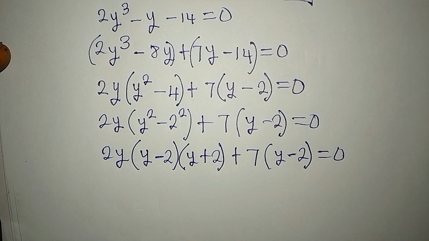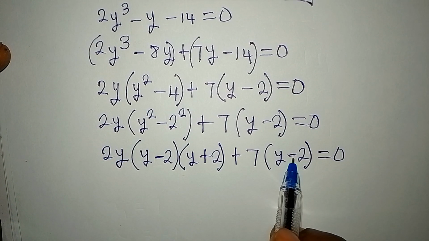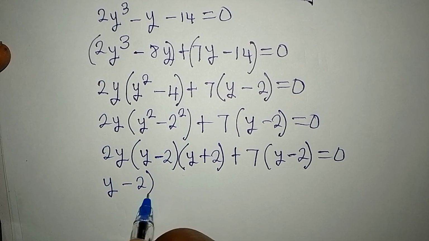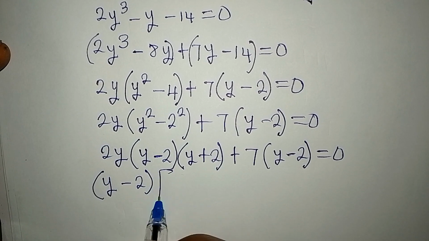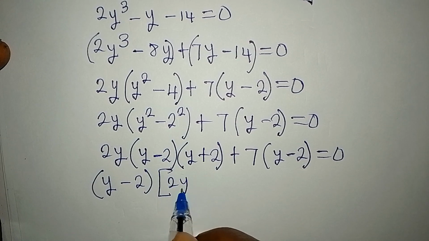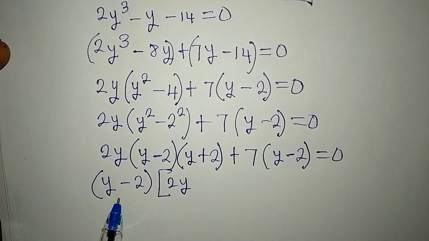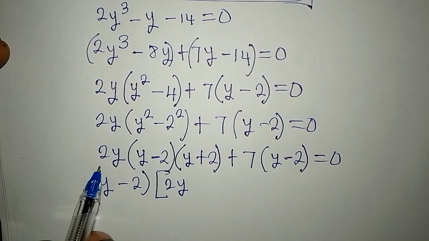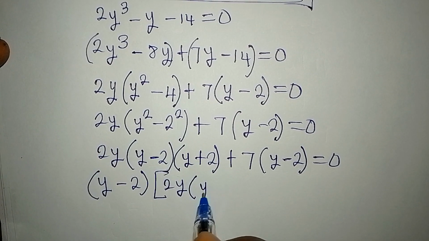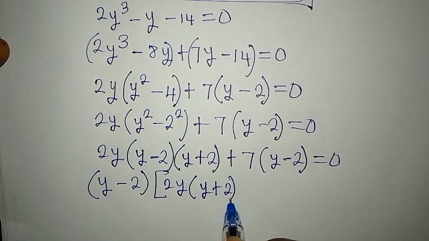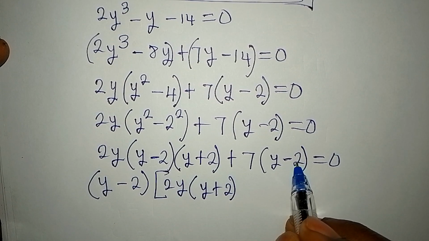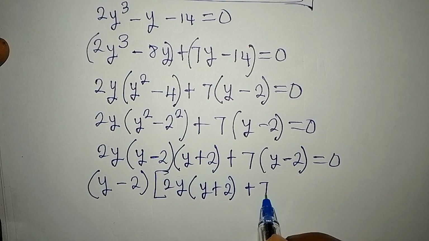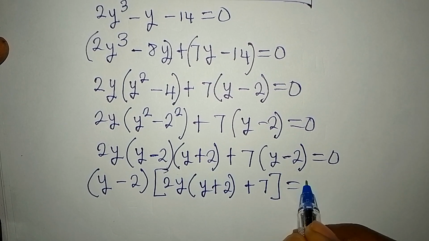Now what do I do again? Y minus 2 is here and it's over there. So let's factorize y minus 2 out. Then in here I have 2y. Y minus 2 is already out, so it's remaining y plus 2. So we have 2y into y plus 2. Close that. Then y minus 2 from here is also out, but 7 will be there. So I'll pick plus 7, then equates to 0.